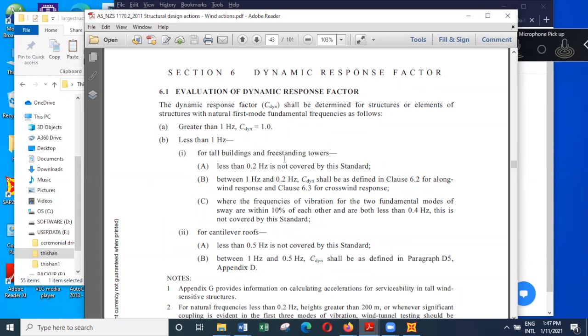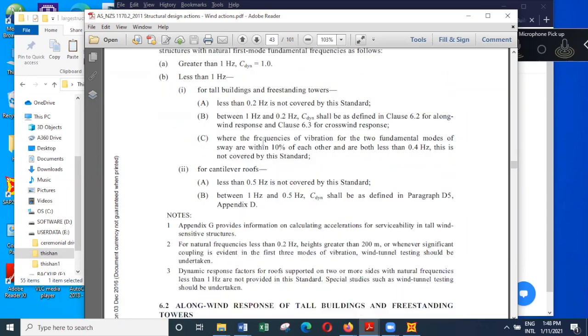So you can see this Australian code can be used directly for up to about 45 story buildings. But if the building is taller than that and you cannot satisfy these conditions, then you may have to use wind tunnel testing to determine the wind loads acting on the structure. If you are outside the range of this code, then you may not have any other option other than using wind tunnel testing to determine the wind loads acting on the structure.